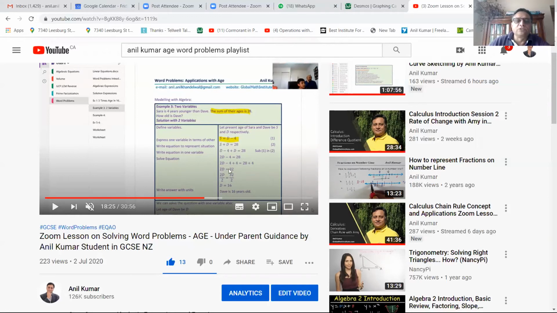So let's go back to this solution once again. The equation is 2d minus 4 equals 28, which is common, which you are also saying, correct? First thing will be, we should add 4. So when you add 4 to 28, that becomes 32. Now you do half of 32 to get d equals 16, as shown here. Is that clear, Vasi?